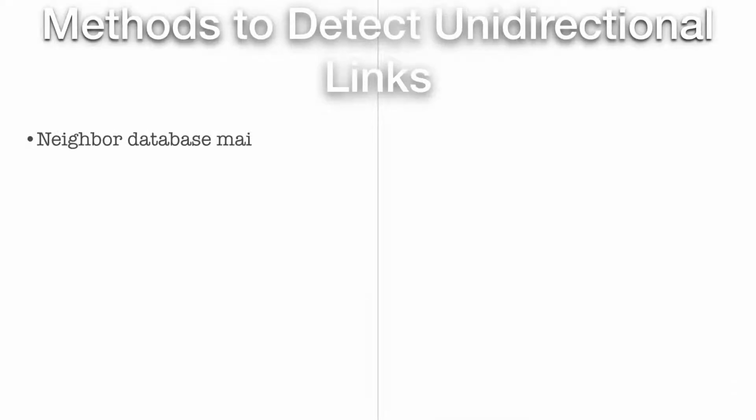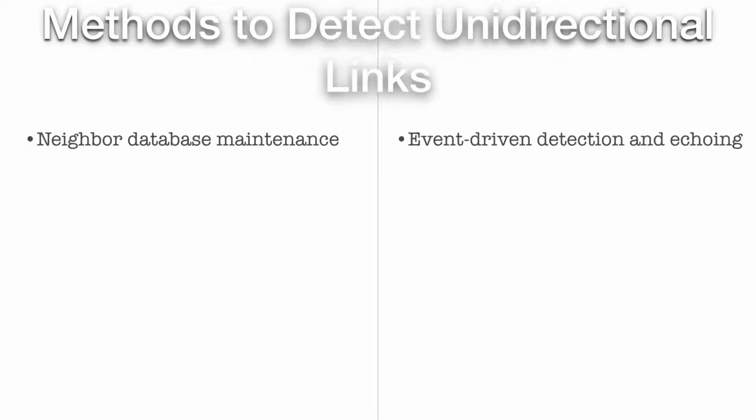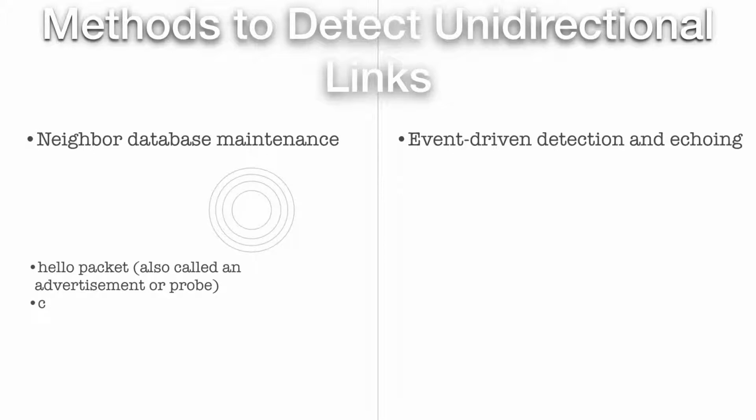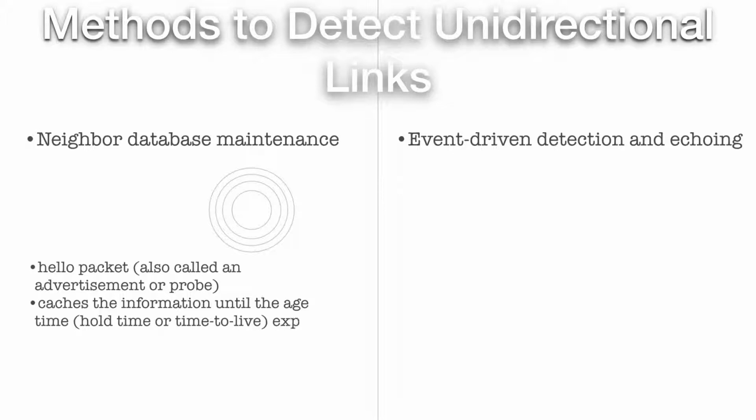UDLD operates by using two methods: neighbor database maintenance, and event-driven detection and echoing. Neighbor database maintenance. UDLD learns about other UDLD-capable neighbors by periodically sending a hello packet, also called an advertisement or probe, on every active port to keep each device informed about its neighbors. When the device receives a hello message, it caches the information until the H-time, hold time, or time to live expires. If the device receives a new hello message before an older cache entry ages, the device replaces the older entry with the new one.